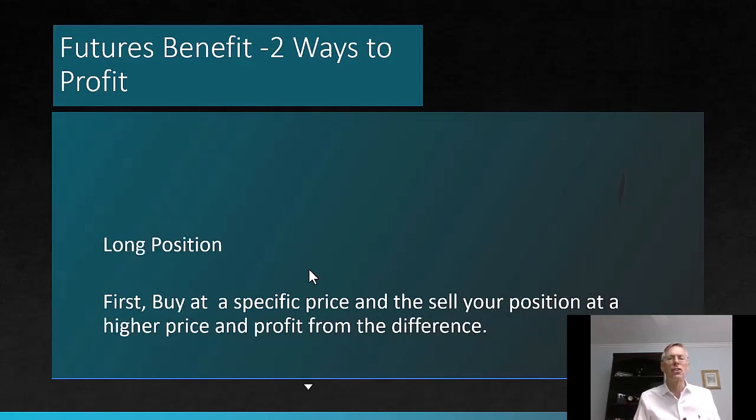All right, so long positions mean you're buying the contract first and selling it later at hopefully a higher price. If you do that, you make a profit. If you buy at a given price and sell later at a lower price, you will lose on that position.